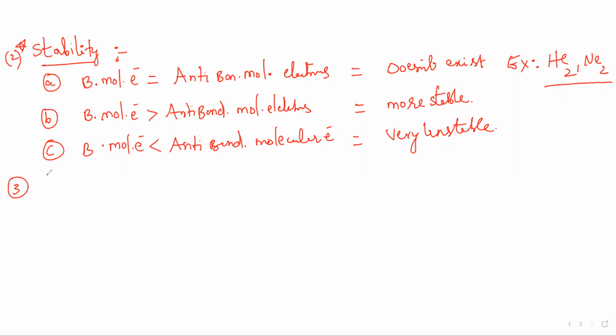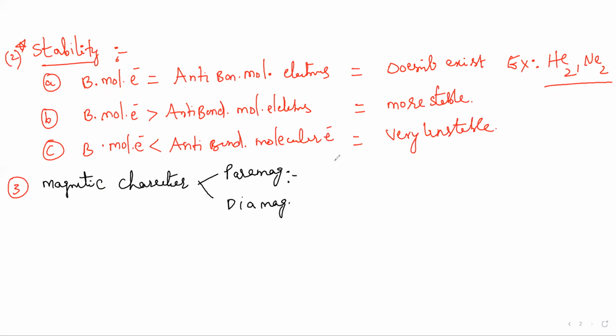And coming to the third application, that is the magnetic character of the molecule. See, magnetic character is mainly segregated into two types: paramagnetic substance and diamagnetic substance. When we get paramagnetic substance and when we get diamagnetic substance, we can discuss that.